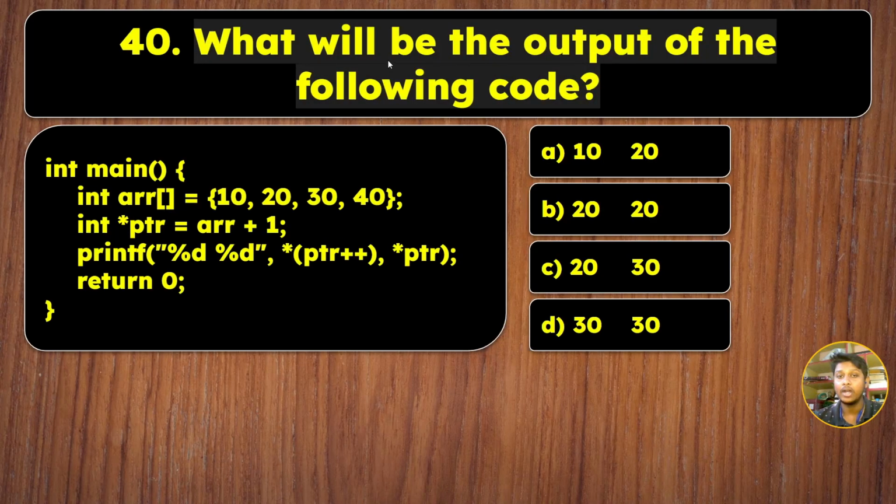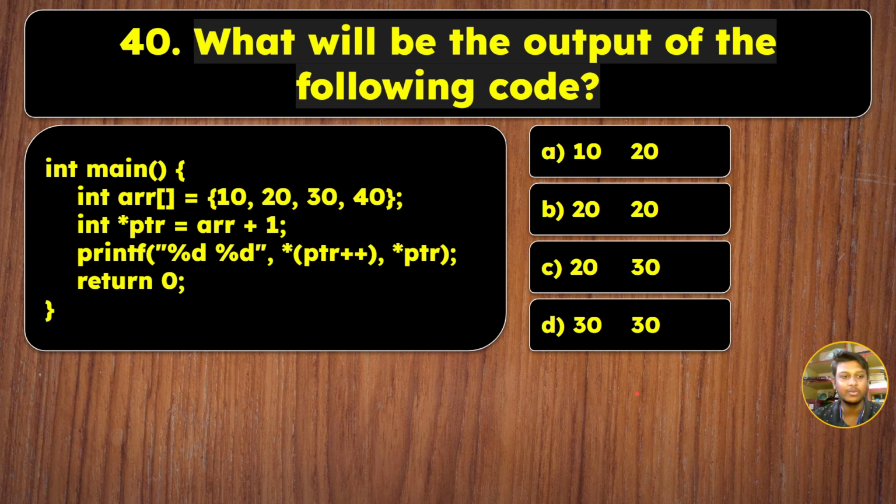Our next question is, what will be the output of the following code? Here we have a main function, and inside that we have an integer array which contains 10, 20, 30, and 40. After that we have an integer pointer variable which contains arr plus 1. Then we are simply printing star ptr plus plus and star ptr. We have our four options: option A 1020, option B 2020, option C 2030, and option D 3030.